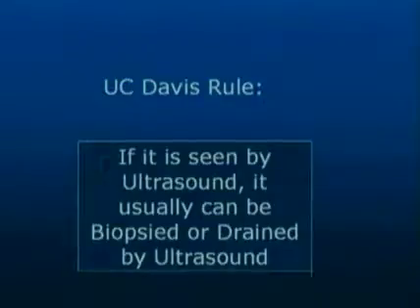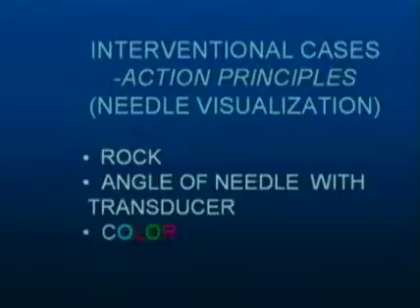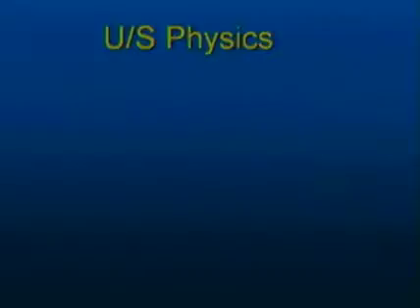Basically, at UC Davis, where I'm from, if we can see something in the abdomen, it usually can be biopsied or drained by ultrasound. Certainly there are a few exceptions. Well, what are some of the principles that we use for better needle visualization? I call these ROC. We look at the angle and we look at color here.